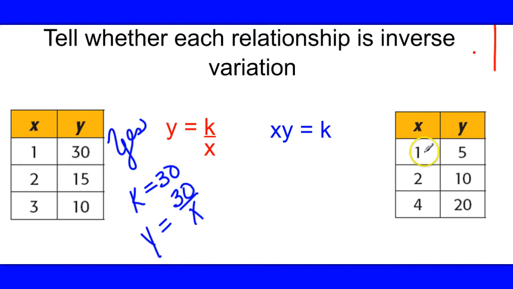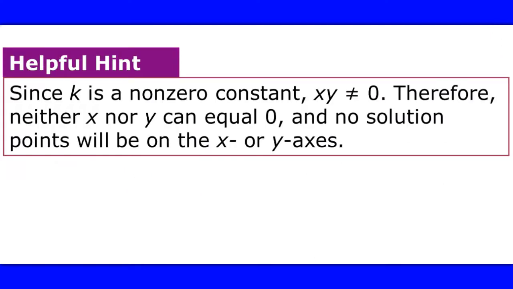Okay? In this case, 1 times 5 is 5, 2 times 10 is 20, 4 times 20 is 80. So this would be no. This is not an inverse variation. You can also tell inverse variations by their graphs.